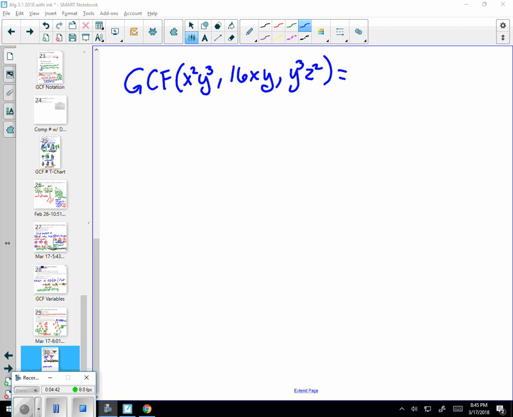This time we have 3 terms. We need to pay attention to the fact that there seems to be no number here and no number here. That means we have a ninja. We're multiplying, so our ninja is 1. This is going to be important. Pause your video and look at your factor trees.